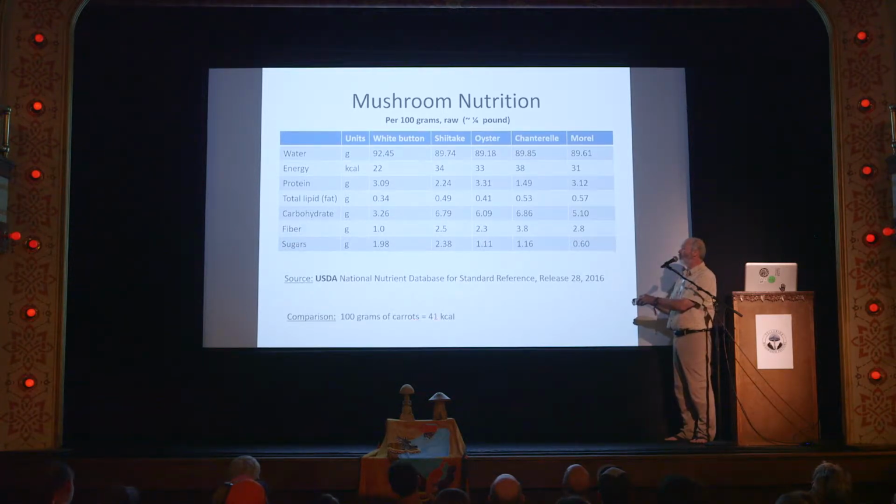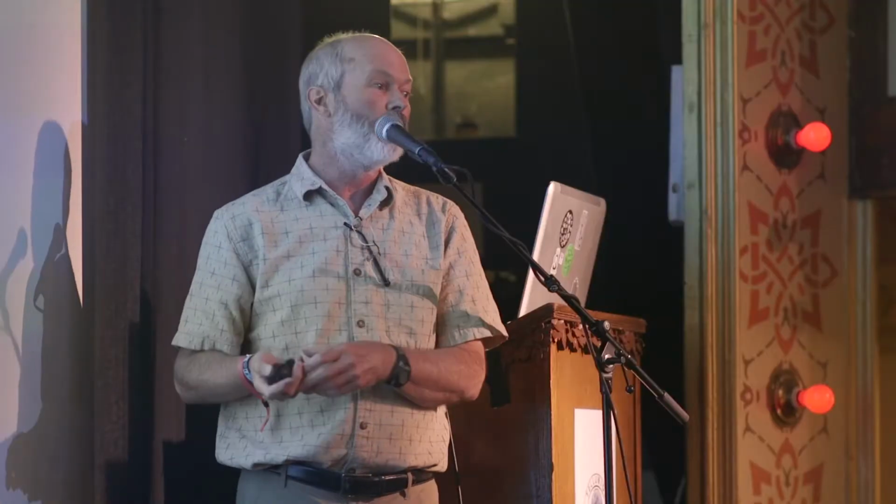So 100 grams of carrots is 41 calories. So these are really, really small numbers. There's very few calories in mushrooms. Now, the first thing you do is throw them in butter or olive oil and saute them. But you can control that. You can control how much you add. That is within your purview.